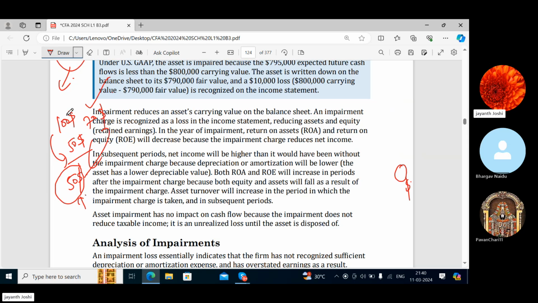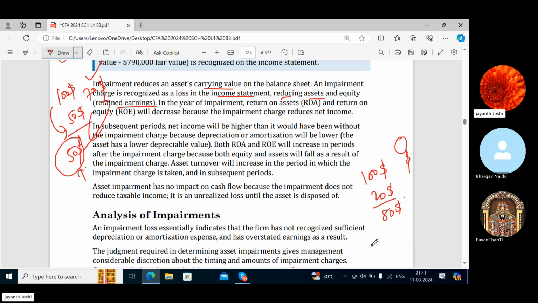So now there are certain points we will discuss. Impairment reduces an asset's carrying value. Of course, an asset's value is decreased when there is an impairment. Impairment charge is recognized as a loss in the income statement, and it reduces assets and equity. If $100 was your income, now because of an impairment loss of $20, your income has become $80, and you transfer less amount, right? Instead of transferring $100, you are transferring only $80.